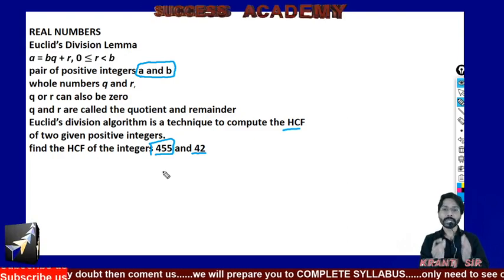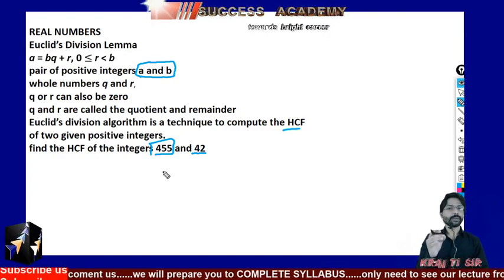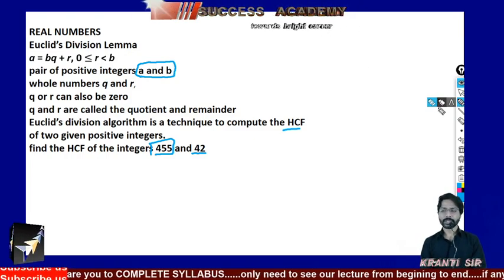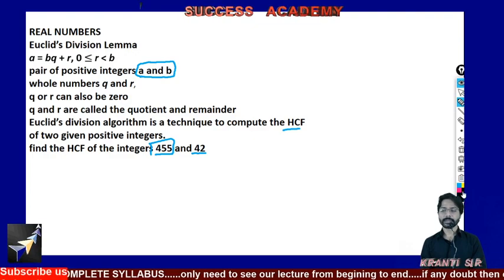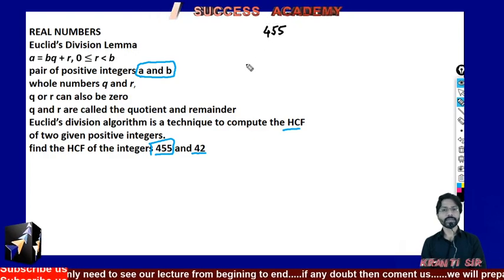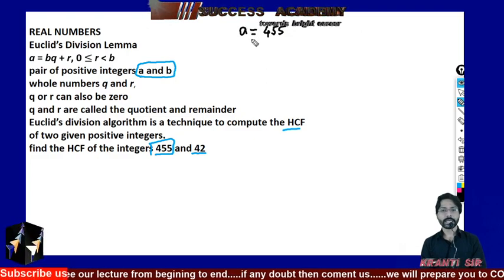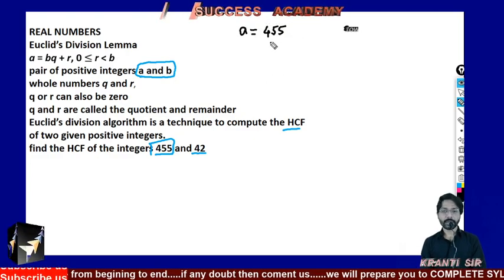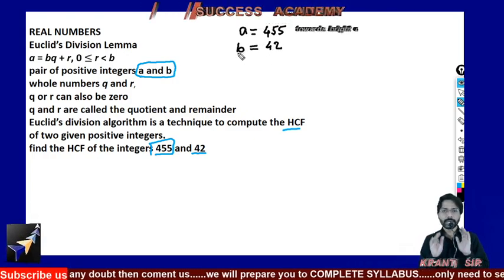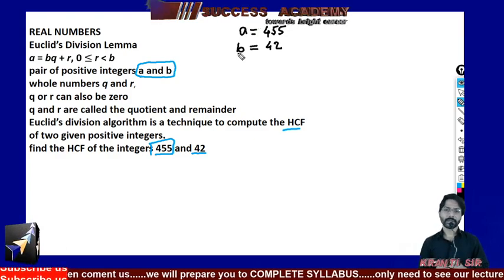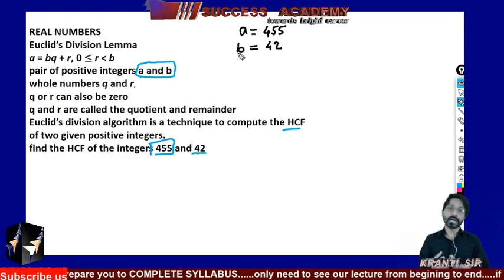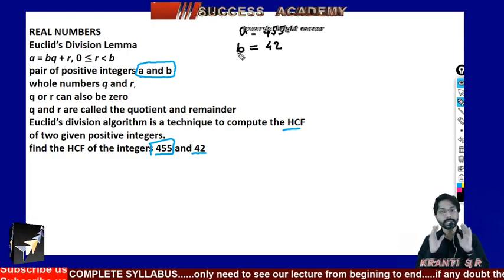How will you think about it? To think about it, you must see which number is greater. Now tell me which number is greater. 455 is greater, so consider it as A. Which number is smaller? 42 is smaller, so consider it as B. Now you are understanding me or not? Now your doubt is clear, to which number I have to consider A and to which number I have to consider B.